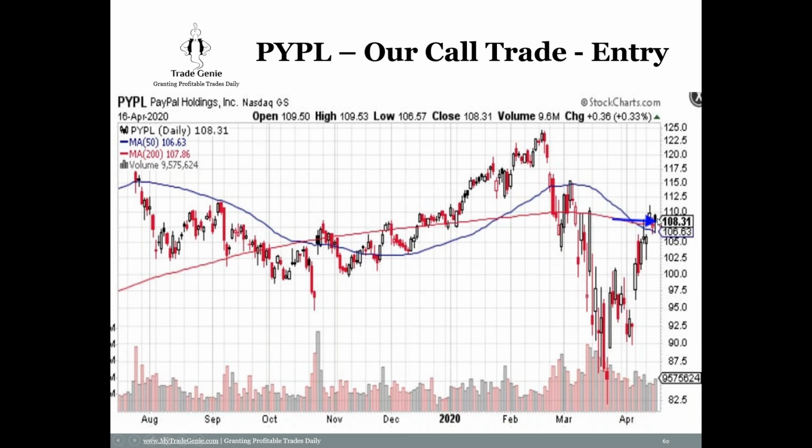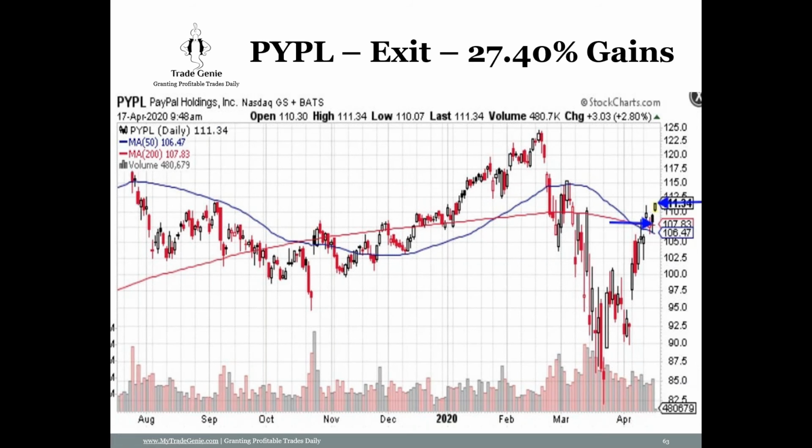So here, when it pokes its nose above the 50-day moving average, finding support at the 200-day moving average, what are the chances? Again, here's the support at 102. Here's the 50-day moving average. It's taking out the 200 day, doing the ping pong fashion. So the chances are that it's going up, and the next day it went up, 27% gain. Lock the gains.